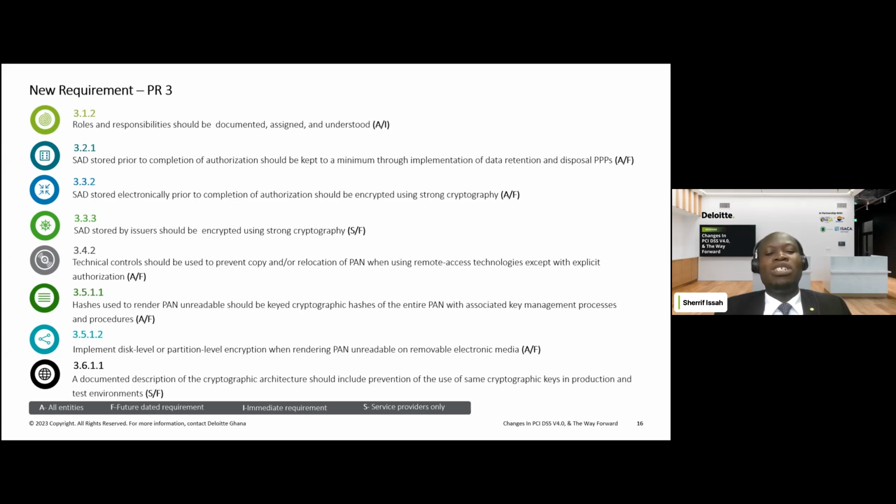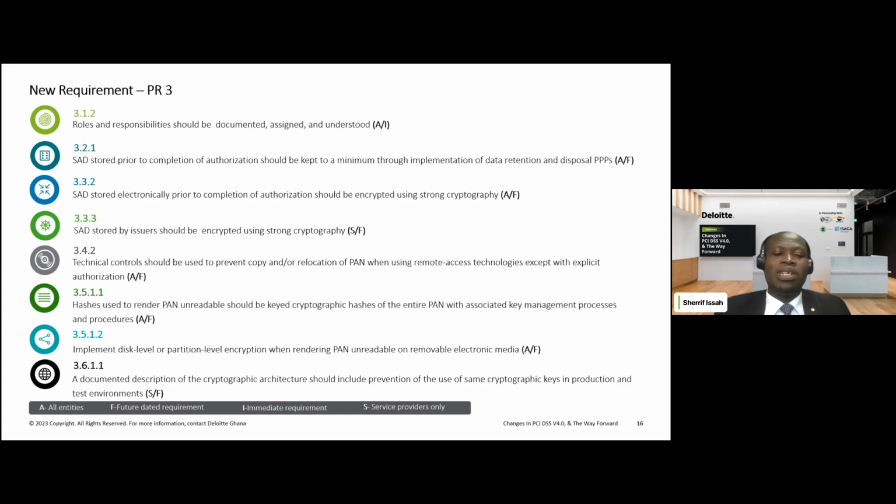So basically, when we're using removable electronic media, whether it's an external hard drive or a memory card, just to mention a few, and there's PAN, primary account number data, on such electronic media, there should be some level of disk-level or partition-level encryption. Of course, it applies to other removable devices that are domiciled in IT systems.